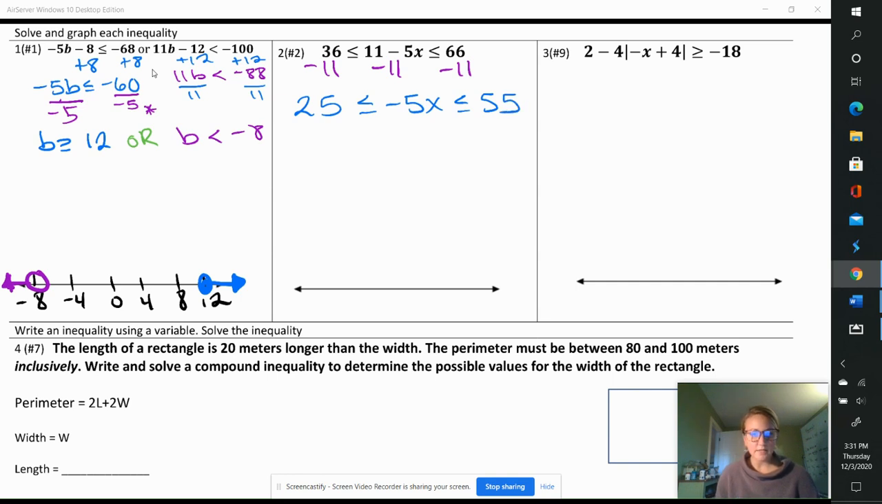Okay, now we're multiplying x by -5. So our last step is to divide all 3 parts by -5. Now we're going to need to flip both inequality symbols because we divided all 3 parts by the negative number. So the solution is x is greater than or equal to -11 and less than or equal to -5.